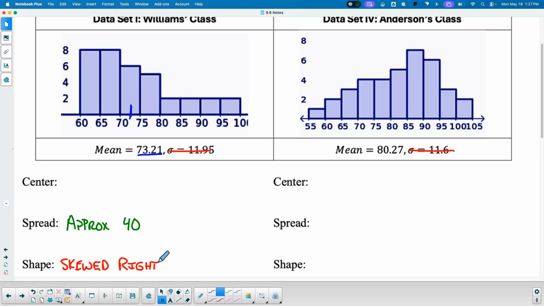This is now telling me that it's got a higher mean at 80.27, which is going to kind of be like right in there. More applicable to the center, yes? Okay. More applicable to the center. Okay. Approximate spread, because again, it's a histogram, so we can't necessarily say for sure. Our approximate spread is how much? 50? 50? Okay.